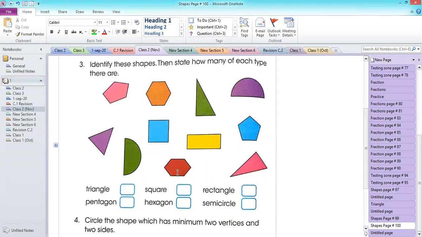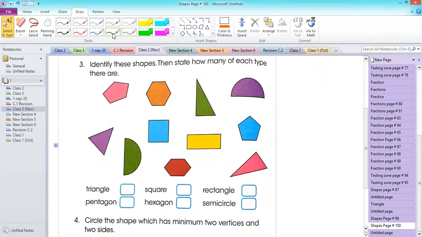So guys, you have to find out how many triangles are there. So I'll start checking the triangle now. Start from this. This doesn't look like a triangle because 1, 2, 3, 4, 5. I will check only vertices. That will be easy for me. This has 5 vertices. A triangle has 3 vertices. 1, 2, 3, 4, 5, 6. This has 6 vertices. No, it is not a triangle. 1, 2, and 3. It has 3 vertices. Look here.